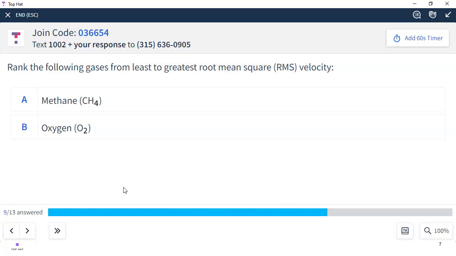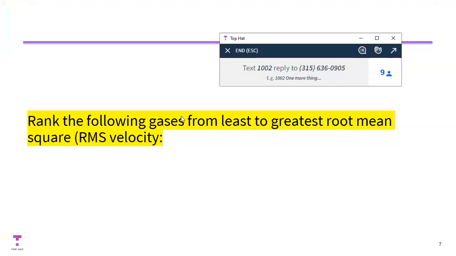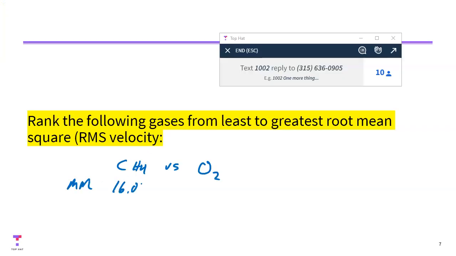Right, assuming that these two gases are at the same temperature, then it comes down to a matter of molar mass. And to that end, if I am comparing CH4 versus oxygen, the molar mass of methane is 16.05. And the molar mass of oxygen is 32.